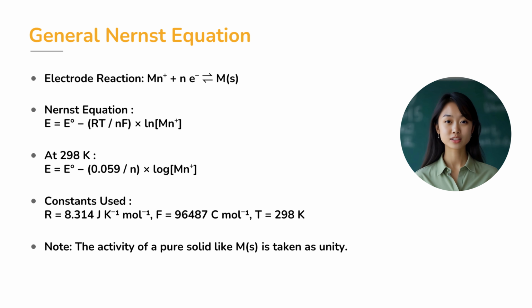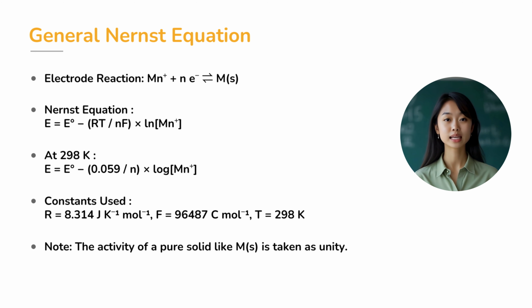Consider a half-cell reaction where a metal ion with charge n+ gains n electrons to become solid metal. The potential of this electrode at any given concentration is calculated using a formula that includes temperature, number of electrons transferred, and the concentration of the ion. The equation says the electrode potential equals the standard electrode potential minus (RT) divided by (nF), and this entire term is multiplied by the natural logarithm of the concentration of the metal ion.